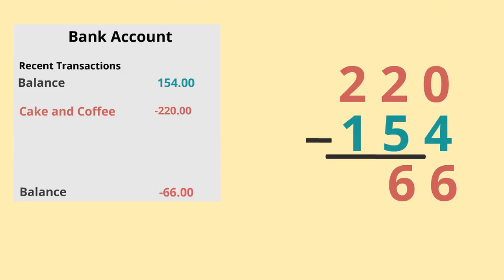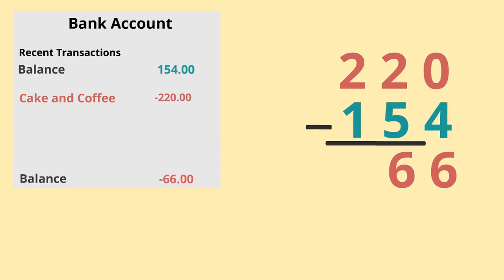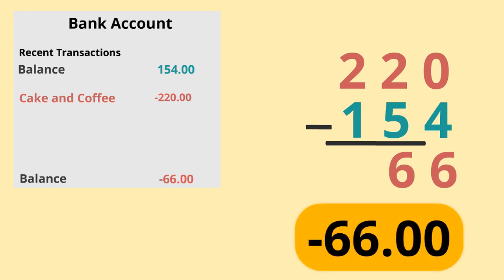If you went for the written method, you should have something like this. The difference between 220 and 154 is 66. But we know that that is a minus 66 because we owe the bank it. So our balance again is minus 66.